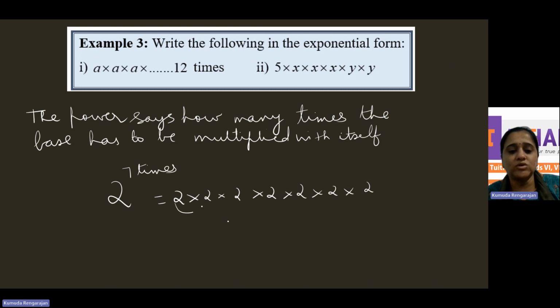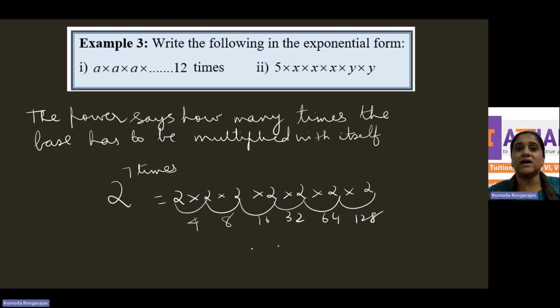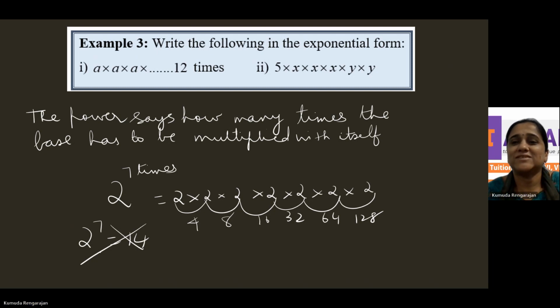All right. Now what is 2 into 2? 4. What is 4 into 2? 8. 8 into 2? 16. 16 into 2? 32. 32 into 2? 64. 64 into 2? 128. 128 is the answer. 2 to the power 7 is not 14. Not 2 sevens are 14. 2 raised to the power 7 is 7 times. 2 has to be multiplied with itself 7 times.